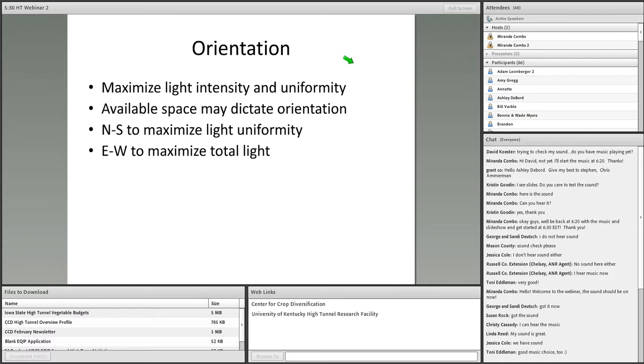To simplify that, you do want a large amount of light, but if your light is not uniform in the structure, then your crop's not going to grow uniformly. Productivity won't be uniform throughout the structure. A point to note, though, is that this is really more important when you're dealing with trellising crops, crops that can self-shade. If you were growing a leafy green crop that's not going to shade one another, orientation is not such a big deal.